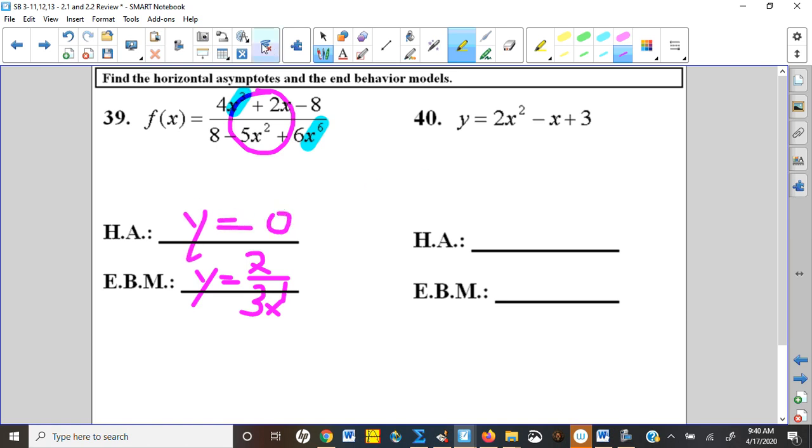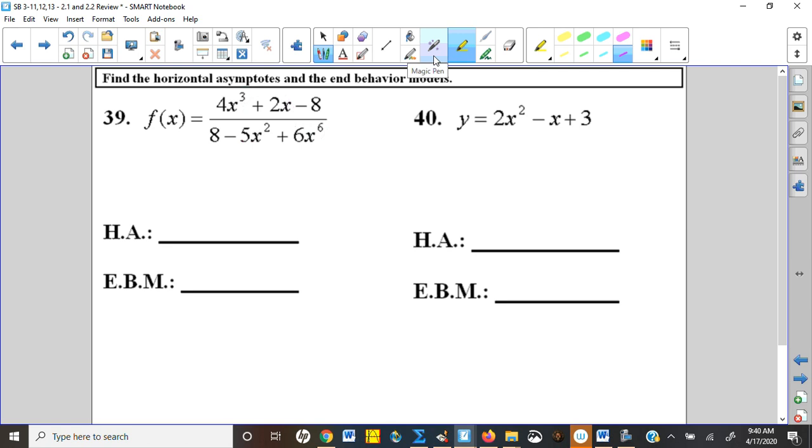Anytime that you have a polynomial, just a regular, nice, not a rational function, the lead term, we call that the power function, is going to be the end behavior model. And because that's up end behavior, there's going to be no horizontal asymptote. 41.